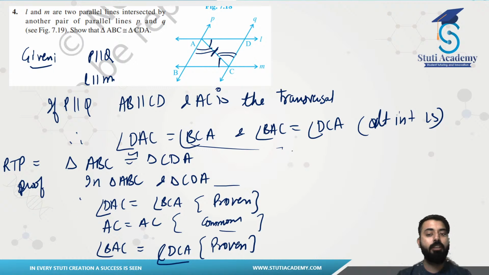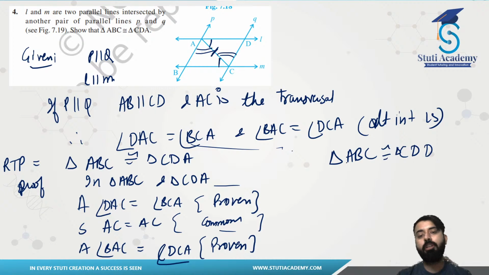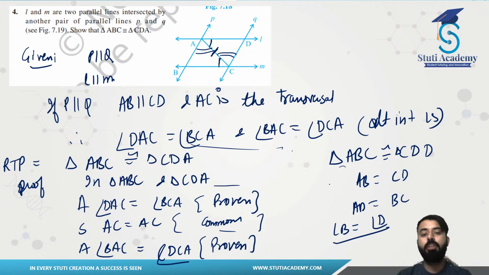So you guys see angle, side, angle, triangles ABC and CDA both are congruent, and you can similarly prove anything that you want. You can easily say AB is equal to CD, you can say AD is equal to BC, or you can say angle B is equal to angle D. So these will be CPCT. If that is the case, you can easily say that ABCD is a parallelogram.